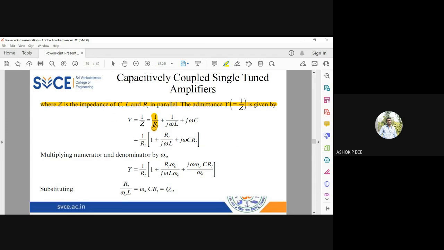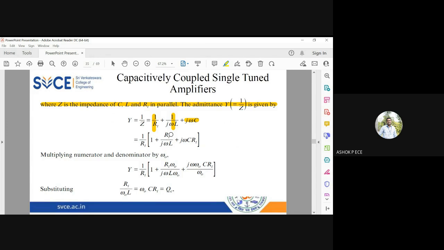So 1 by R_T plus 1 by j omega L plus j omega C. All the components I have taken the reciprocal. So 1 by R_T plus 1 by j omega L plus j omega C. 1 by R_T, take it out as common. 1 by R_T into 1 plus R_T by j omega L plus j omega C into R_T.